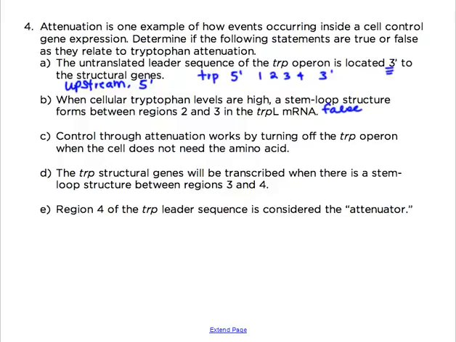But when levels are high, so when TRP levels are high, this structure actually forms between 3 and 4. And that blocks transcription.